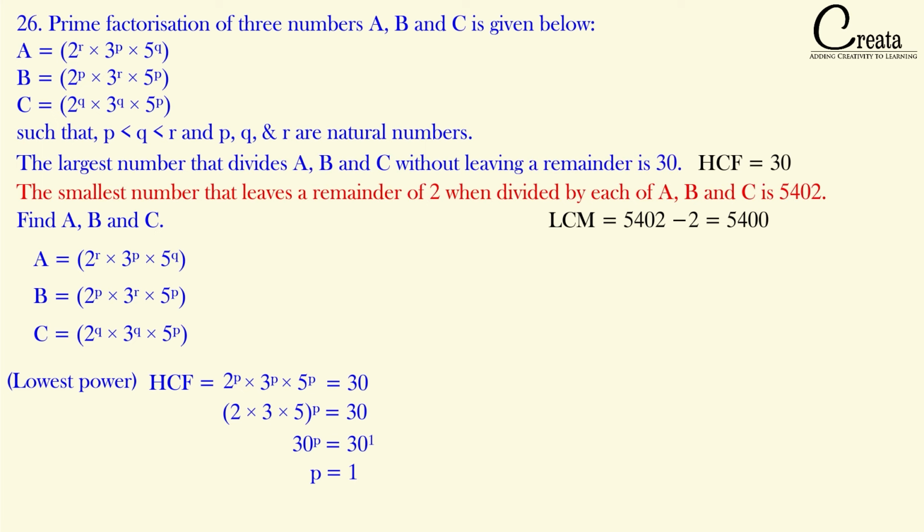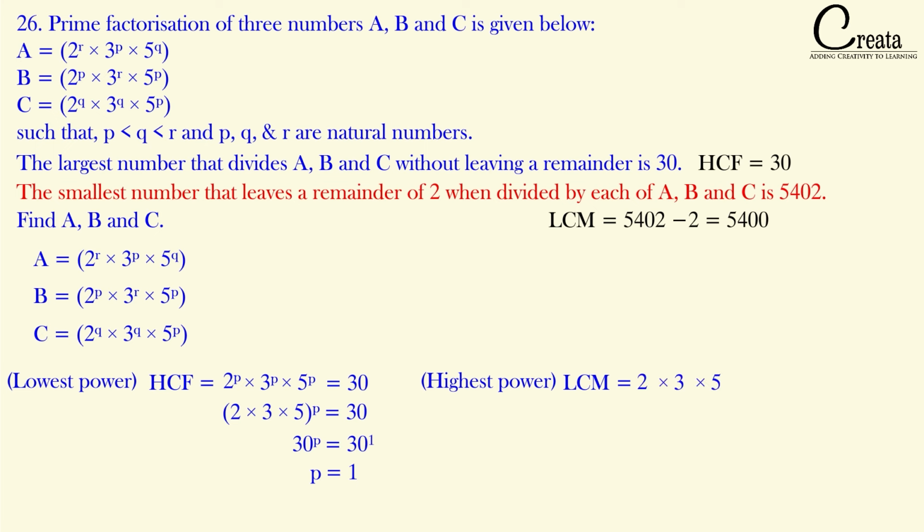Let's move to the second condition where the LCM is 5400. So let's calculate the LCM. How will we calculate the LCM of A, B and C? The procedure is similar to HCF, just here we will take the highest power. In the HCF we have taken the lowest power, in the LCM we will take the highest power.